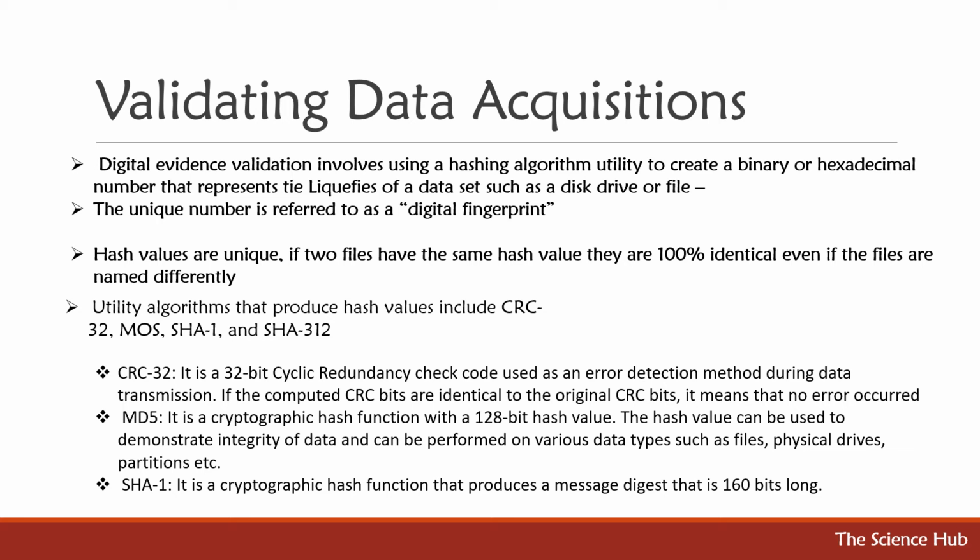CRC32. It is a 32-bit cyclic redundancy check code used as an error detection method during data transmission. If the computed CRC bits are identical to the original CRC bits, it means that no error occurred. MD5. It is a cryptographic hash function with a 128-bit hash value. The hash value can be used to demonstrate integrity of data and can be performed on various data types such as files, physical drives, partitions, etc. SHA-1. It is a cryptographic hash function that produces a message digest that is 160 bits long.